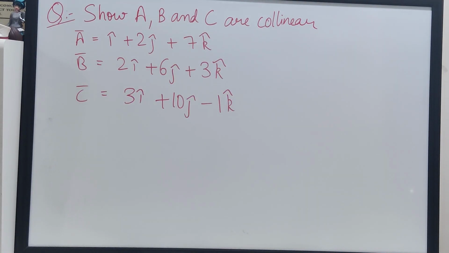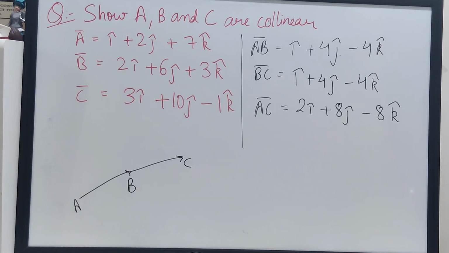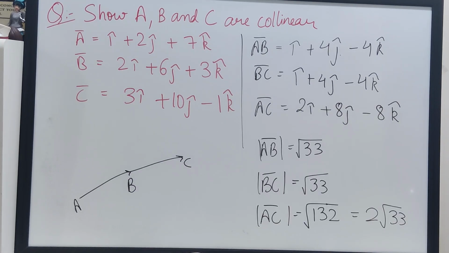Next question, you have to show that A, B and C are collinear. So calculate AB, BC and AC, and now take out the magnitude of AB, BC and AC, and as we can see, AB plus BC will give you AC.